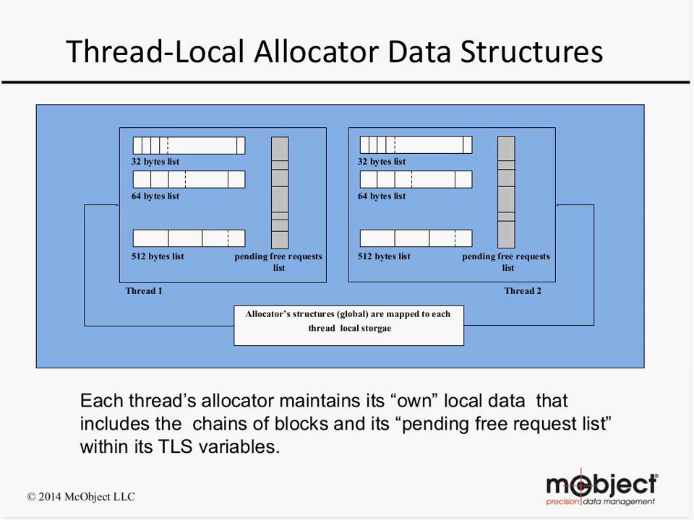So to satisfy an application's allocation request, it's going to look at the size of that allocation request and decide whether to satisfy it out of the 32-byte list, the 64-byte list, or the 512-byte list. And again, if all the blocks in the 32-byte list, for example, are exhausted by one of the threads, you can always use malloc to get another large chunk of memory and create another 32-byte block list and start satisfying those allocation requests out of that new list.